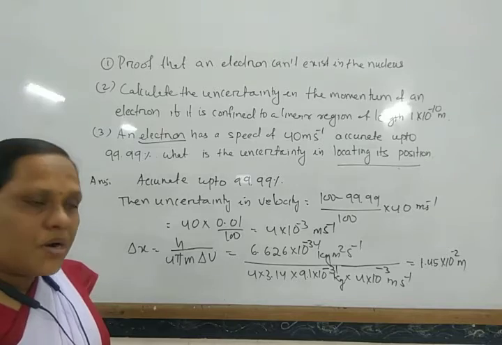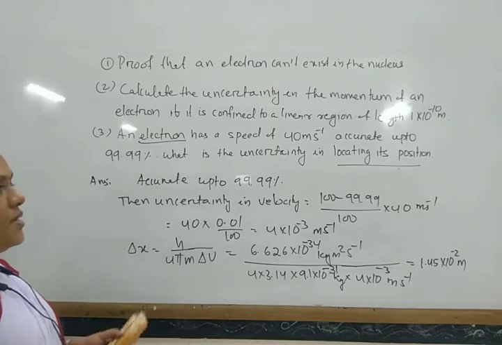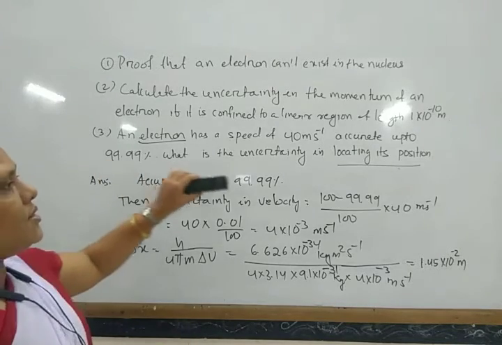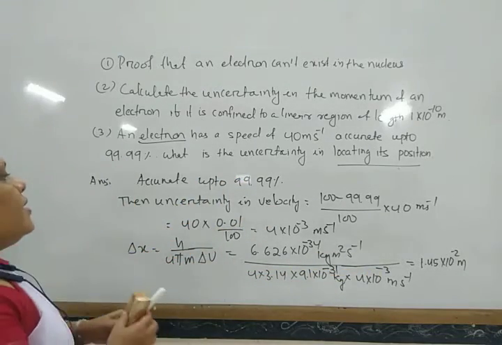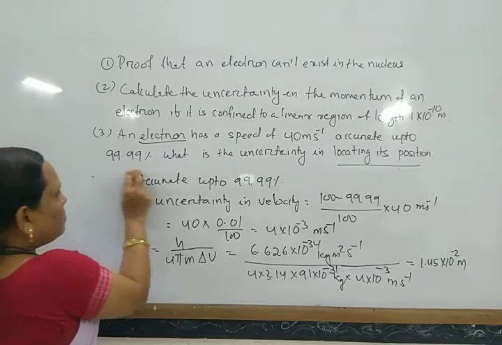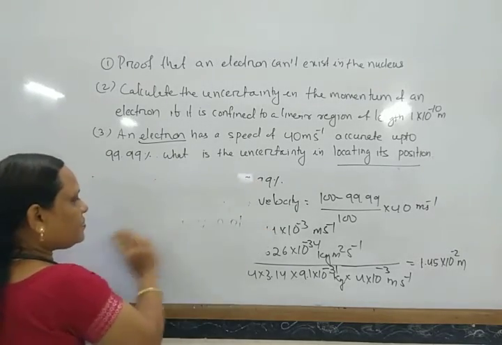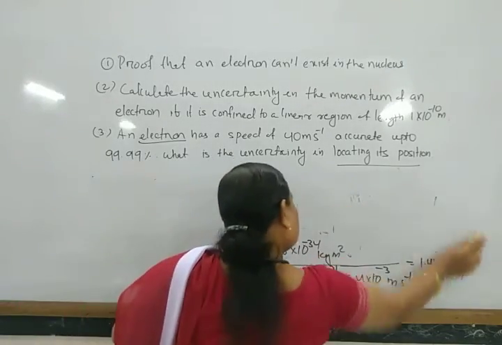1.45 into 10 to the power minus 2 meter. Okay, so the uncertainty in position is this much. Next, come to question number 2.